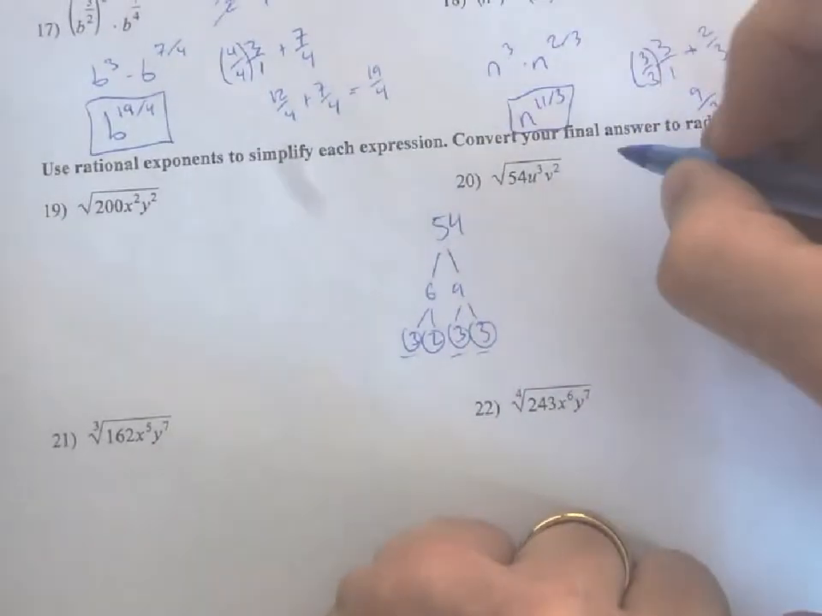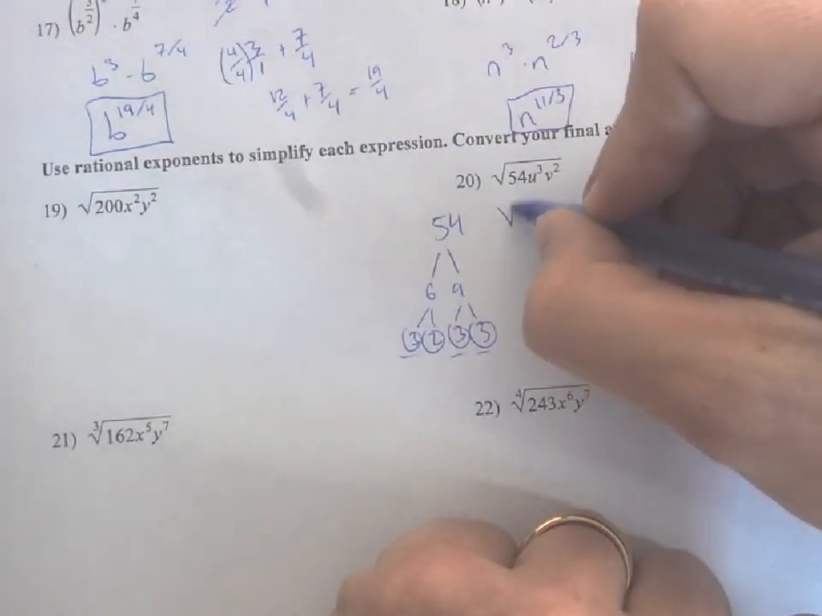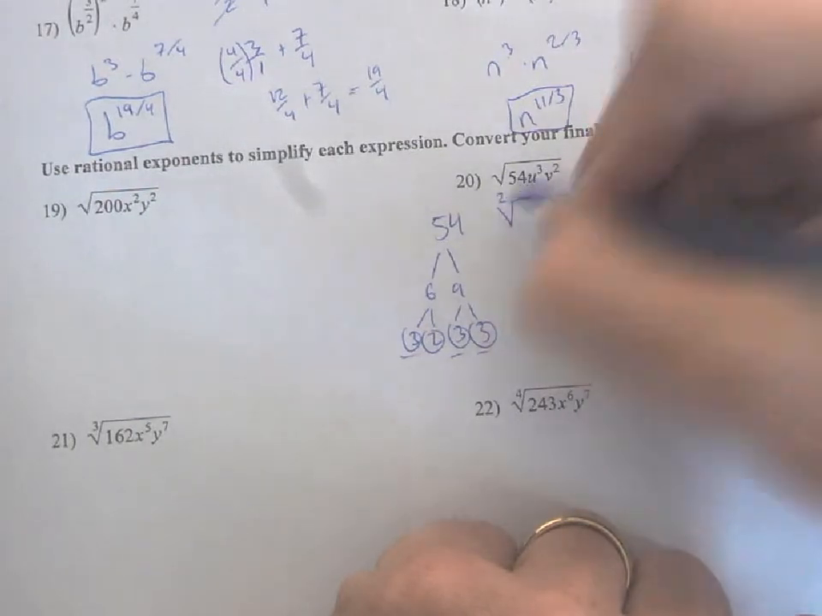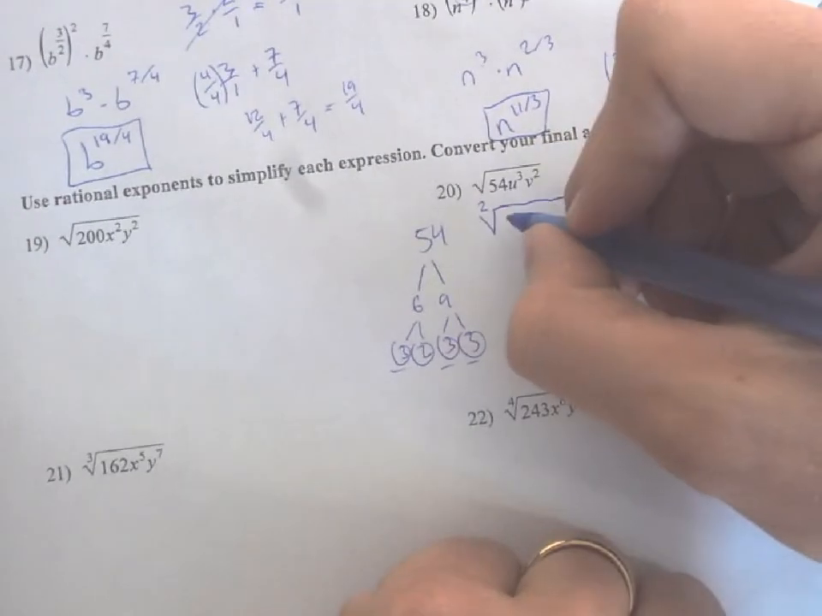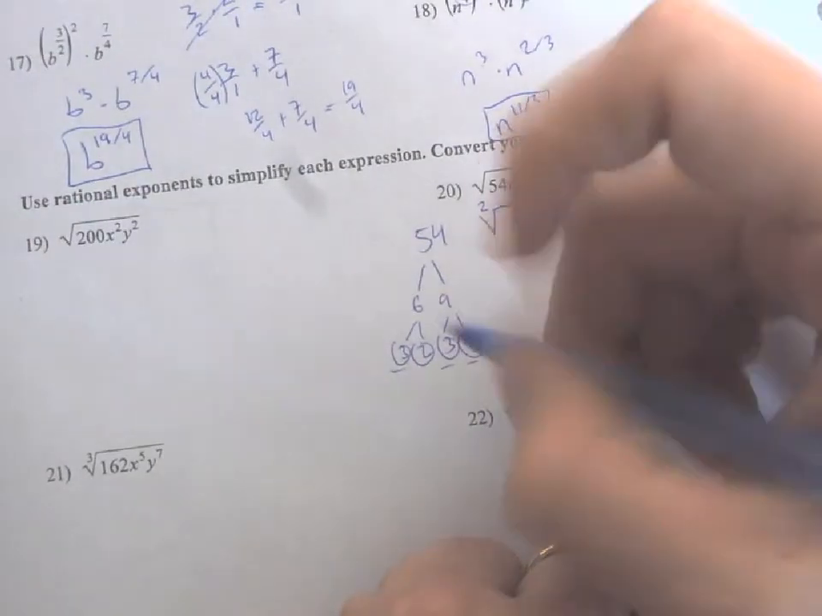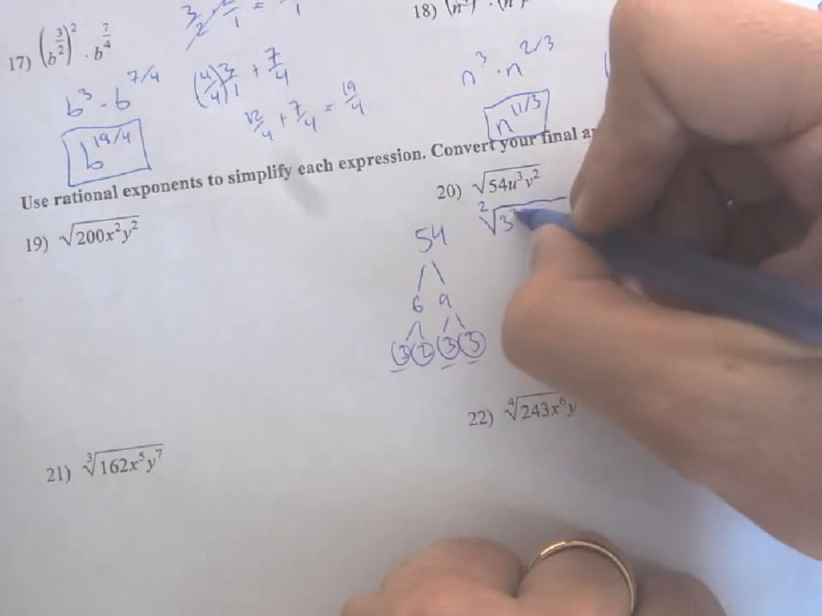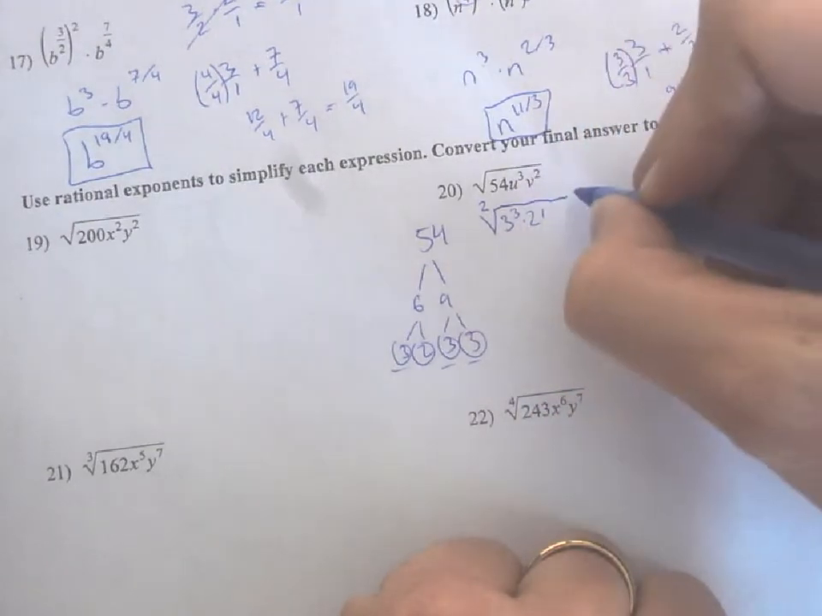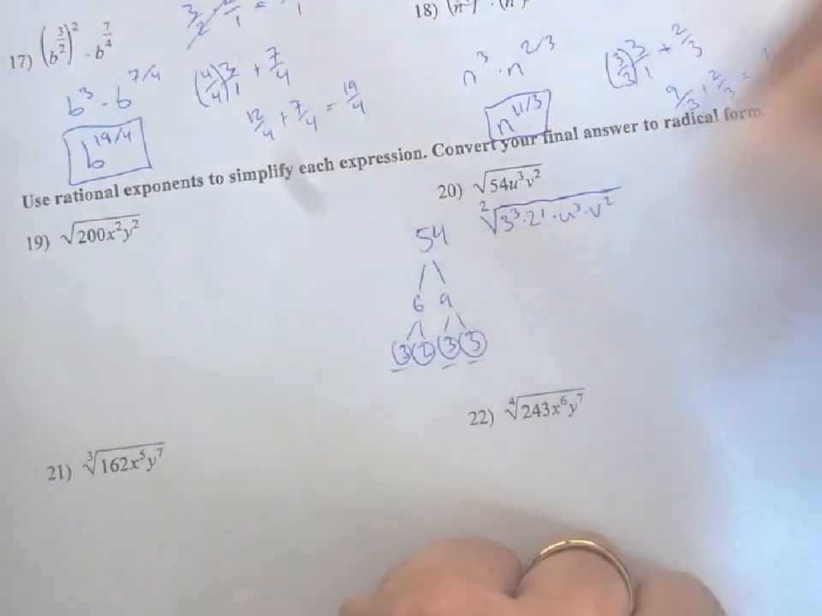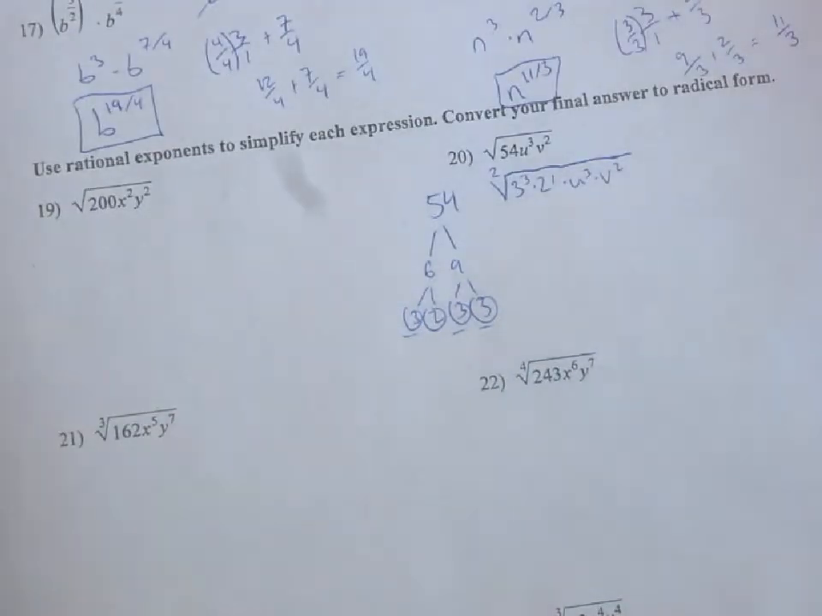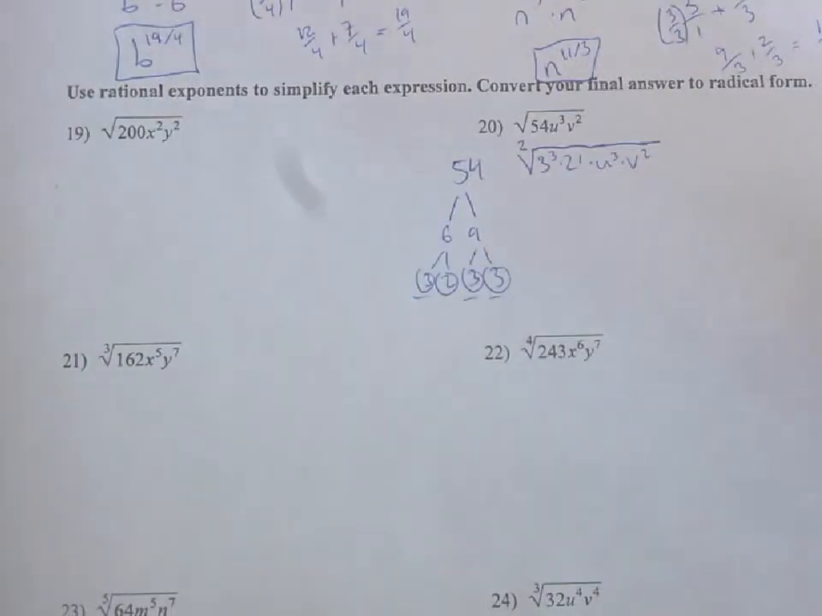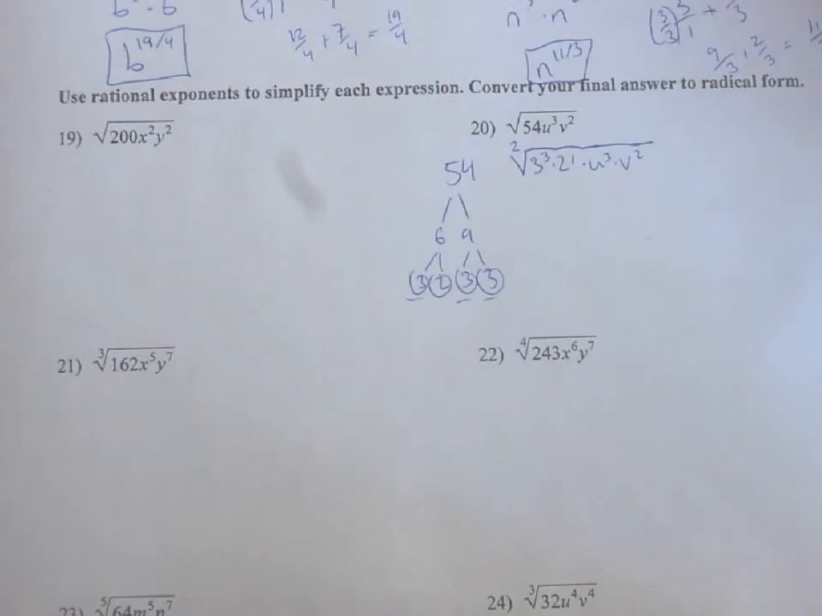Okay, so let's rewrite this guy. I'm going to rewrite it as a square root. I'm going to put a 2 out here. And I got 3 to the 3rd, and I got 2 to the 1, and I got u to the 3rd, and I got v squared. So everything's to a power. And now what I'm going to do is use those rational exponents. Okay? So I'm going to convert everything to a fraction.